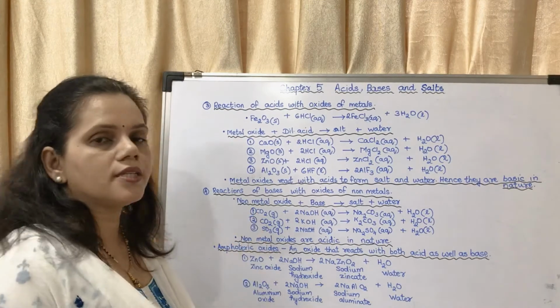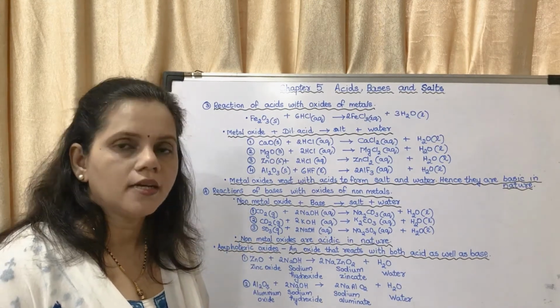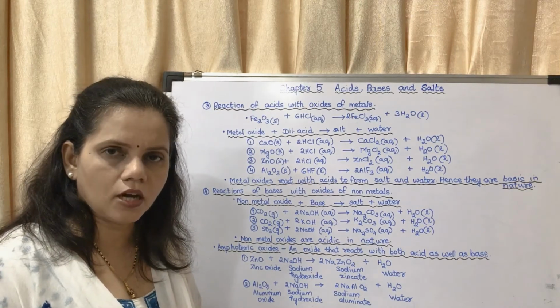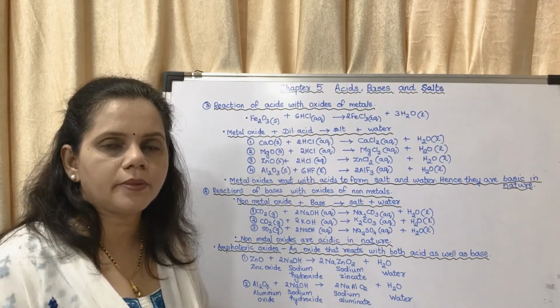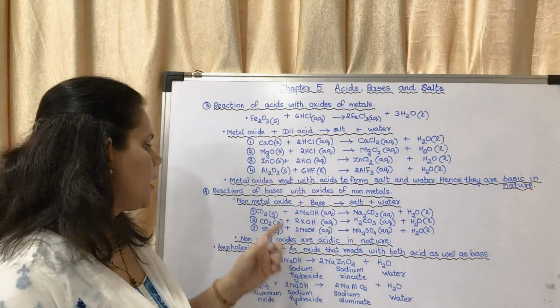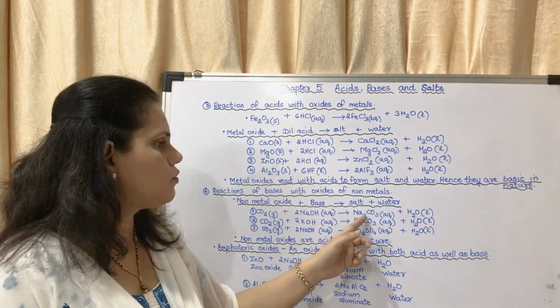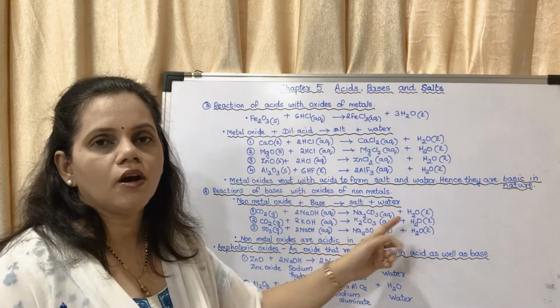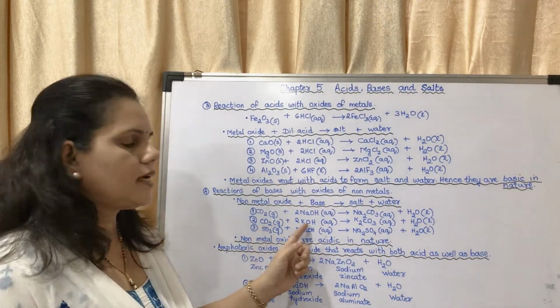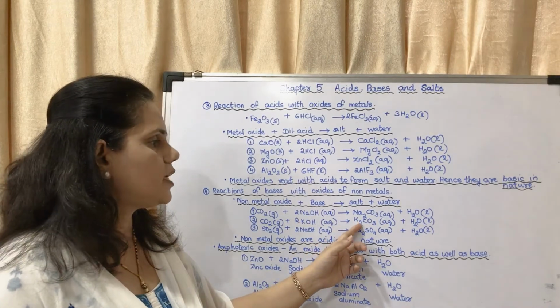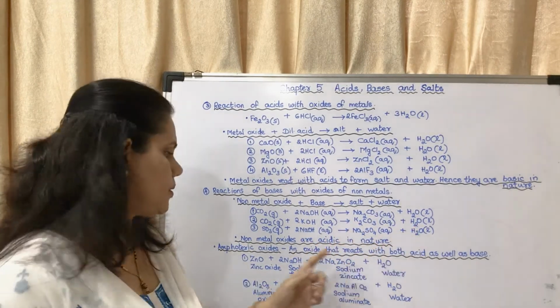So CO2 is a non-metal oxide. C stands for carbon. It is a non-metal. The oxide of carbon is carbon dioxide. Carbon dioxide reacts with sodium hydroxide, which is a base, to form sodium carbonate plus water. Carbon dioxide reacts with potassium hydroxide, which is a base, to form potassium carbonate plus water.